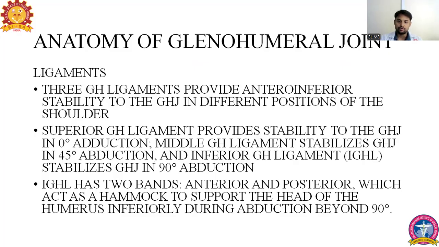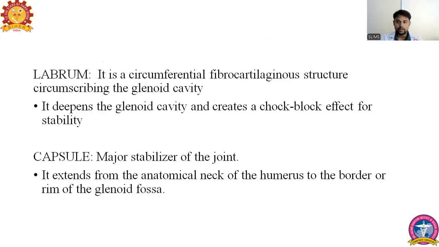It has the anterior and posterior bands, which act like a hammock and act as a support to the head inferiorly during abduction beyond 90 degrees. And the labrum. The labrum is a form of cartilage, called the glenoid labrum. It is a circumferential fibrocartilaginous structure that forms around the glenoid cavity. It deepens the glenoid cavity and creates a choke block effect for stability. Since the glenoid is very shallow, the labrum adds additional support to prevent the head of the humerus from dislocating from it.